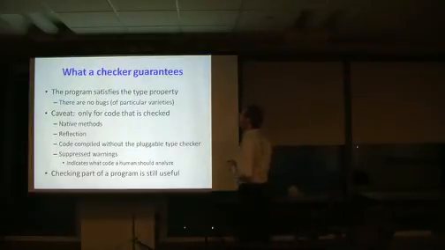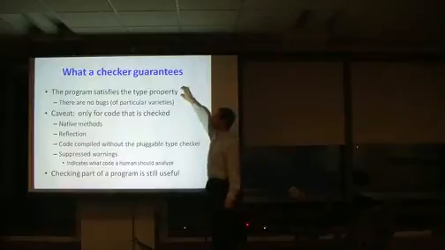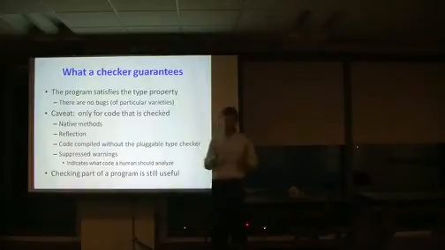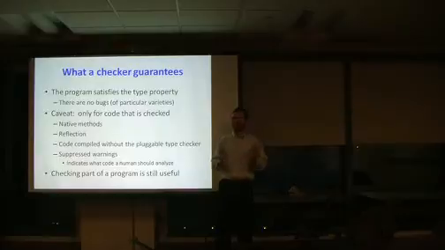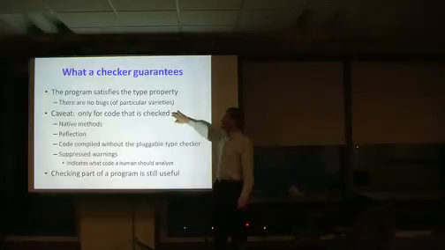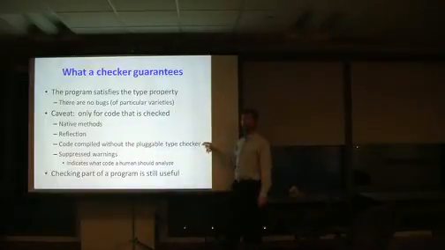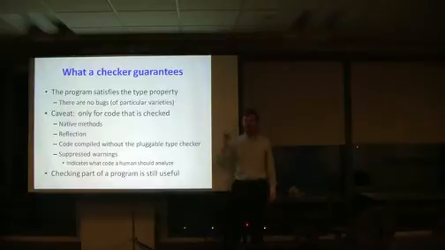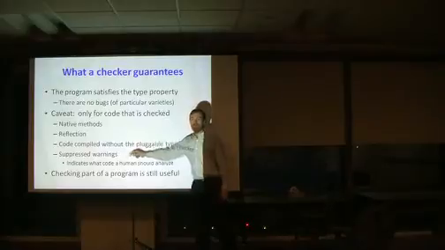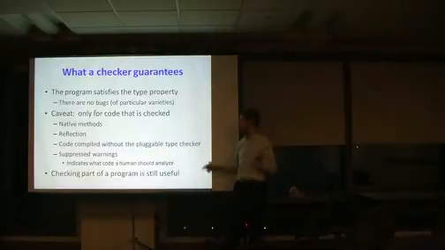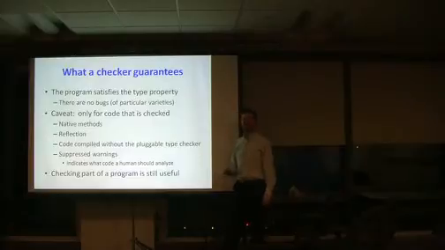So I've already told you about the caveat. You know that your program satisfies the type property and there are no bugs of particular varieties. That's not a complete guarantee of no bugs at all. That's future work. But the key is that this is only for the code that you actually check. So not native methods, not reflection. You can compile code with another compiler, and that will carry the annotations through to the class file, but won't do the checking. You are allowed to suppress warnings with a cast or with an explicit annotation, and that indicates exactly the code that a human should analyze. Relax about the rest, pay attention to the places where you've suppressed a warning.